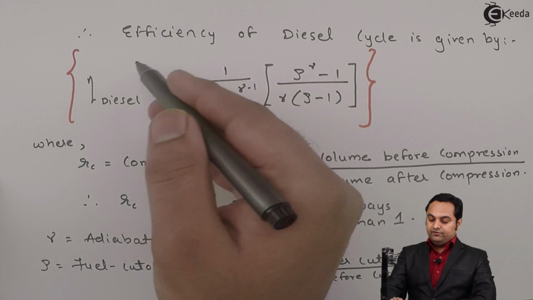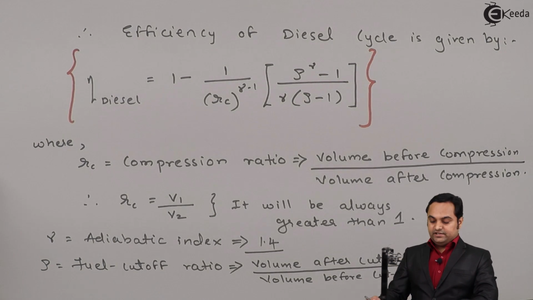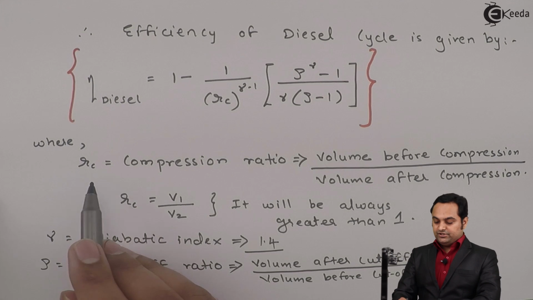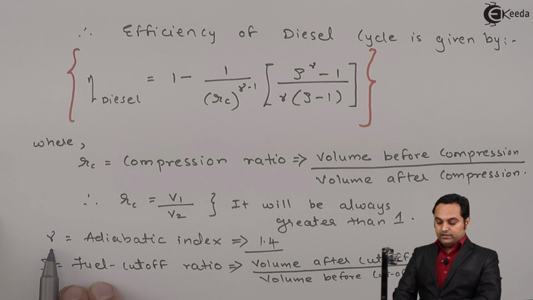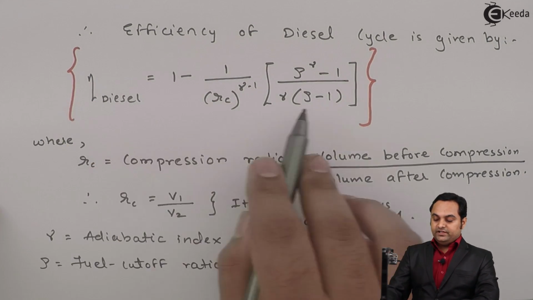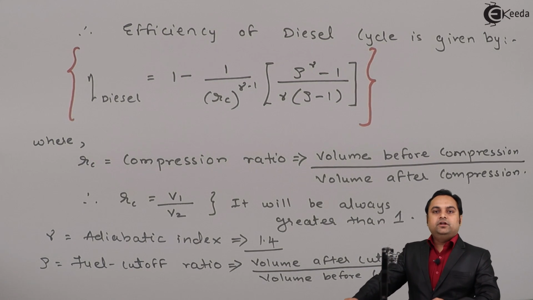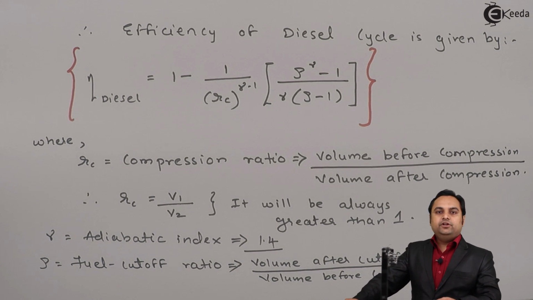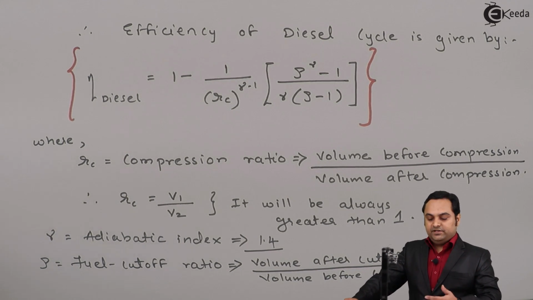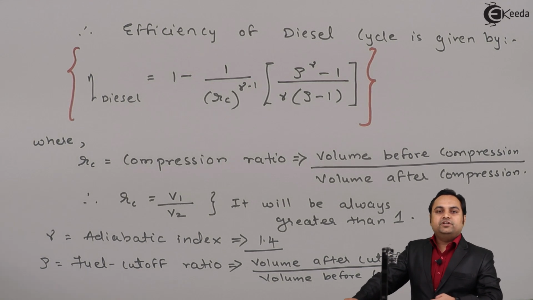So with the help of all these terms, that is r_c, the compression ratio, rho, the fuel cutoff ratio, and gamma, the adiabatic index, we can get the efficiency of the diesel cycle, which is a theoretical efficiency, and from that we can compare it with the actual diesel engine. So in this video we have seen the explanation of the diesel cycle along with its processes, PV and TS diagram, including the efficiency of the diesel cycle.